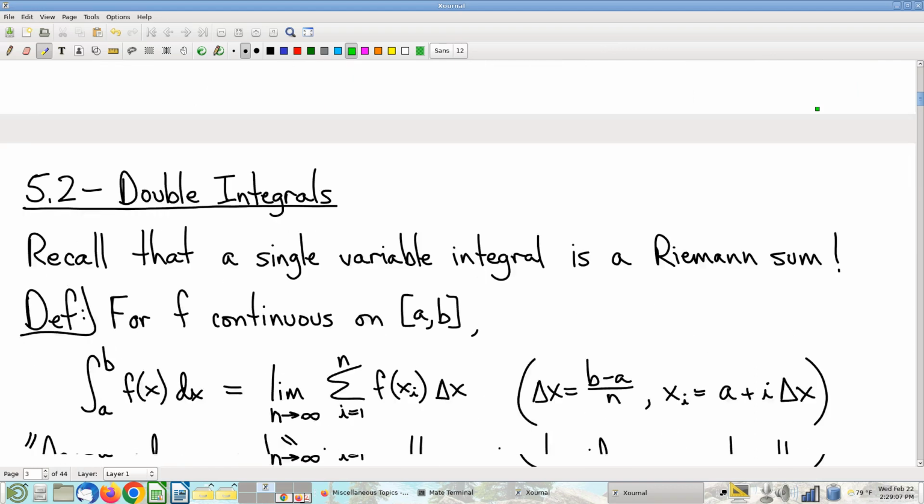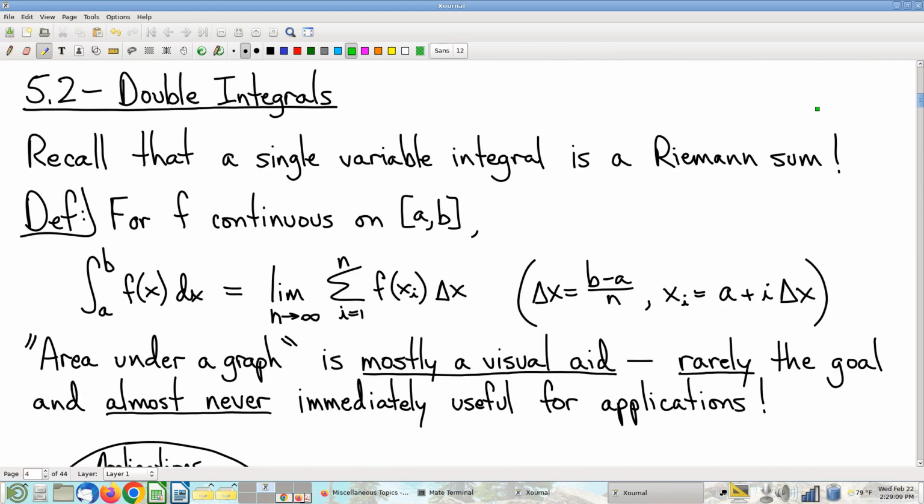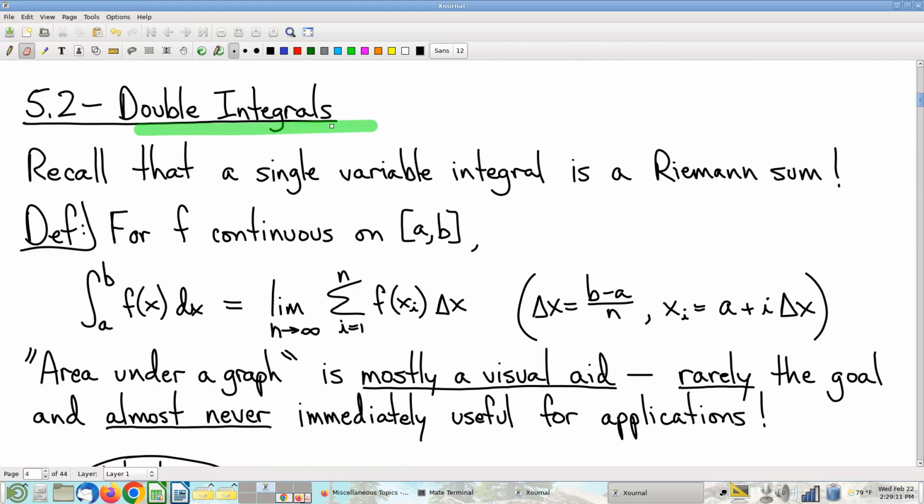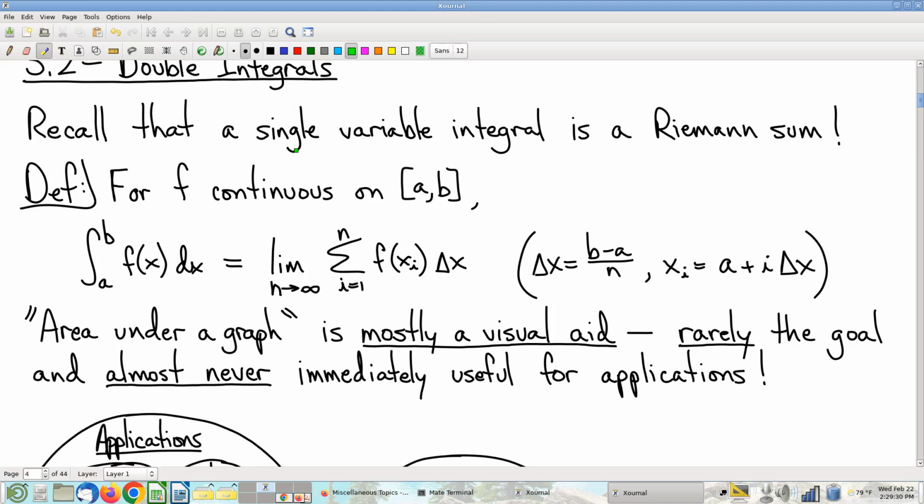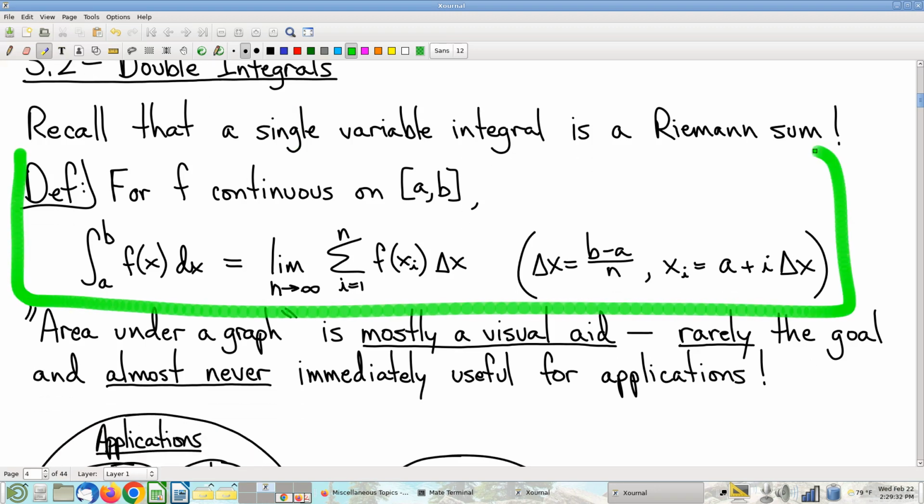Okay, so we're going to need a new construction. We're going to define something called a double integral. This is analogous to single variable integrals. In order for me to be able to talk about an analogy between single variable integrals and double integrals, in order to extend that concept, I need to make sure everybody's on board with what a single variable integral is. So here you go.